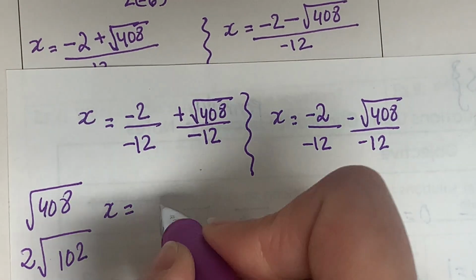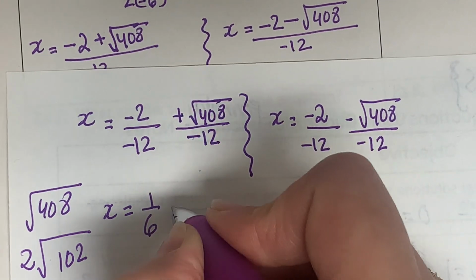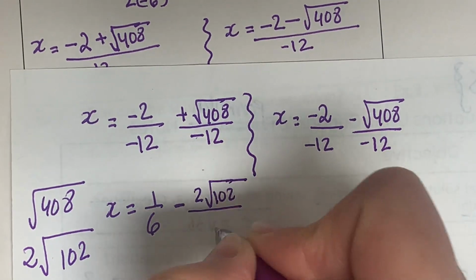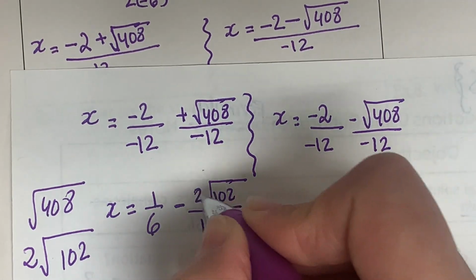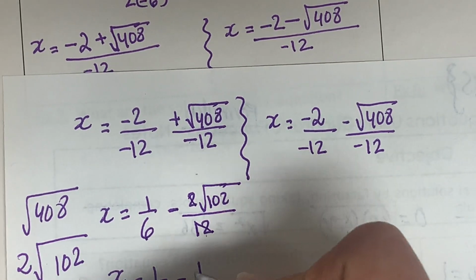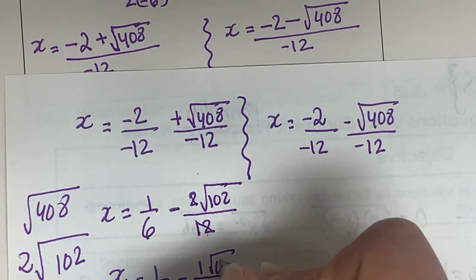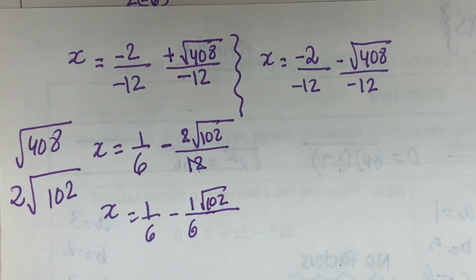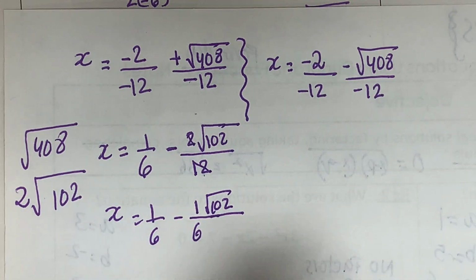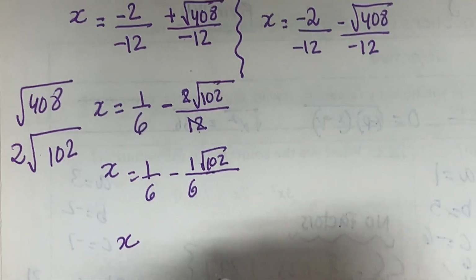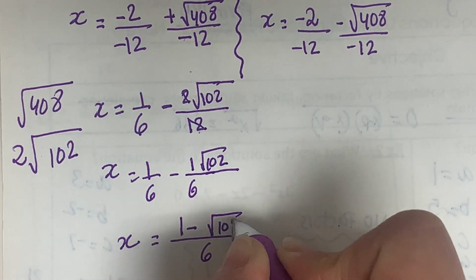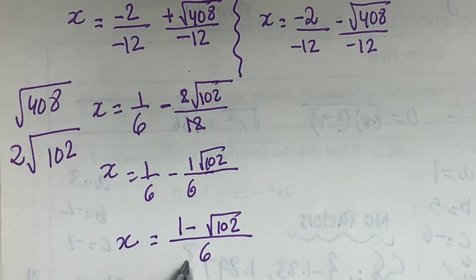Negative 2 over negative 12 is positive 1 over 6. Plus minus is a minus. This part is 2 whole square root 102 over 12. And 2 over 12 is again simplified as 1/6. So you just kind of simplify the numbers and write them down. And your value should be this. 6 again is a common denominator, so you actually can combine if you want to. 1 minus square root 102, because you're not going to write that 1. So this should go over here.